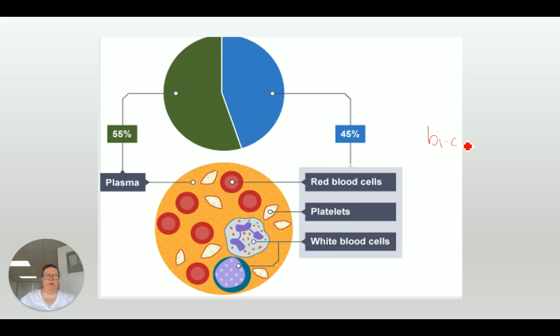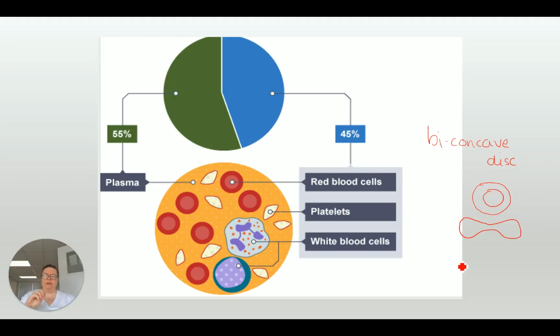And hopefully you all know the shape of red blood cells. A biconcave disc, which means it's shaped a bit like a donut, but it hasn't got a hole all the way through. It's a dip. So if you looked at it from sideways, it would look something like this. Okay, so a biconcave disc.